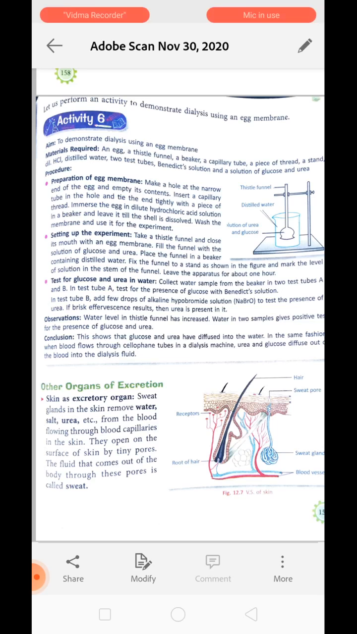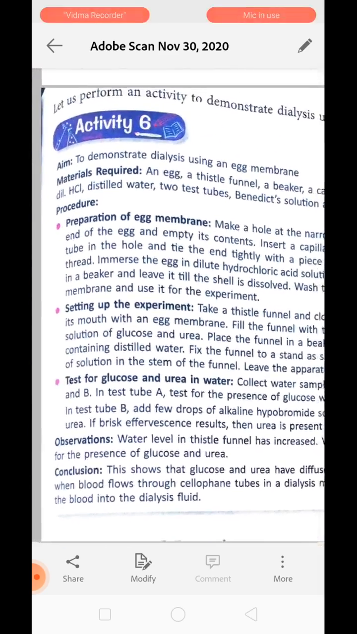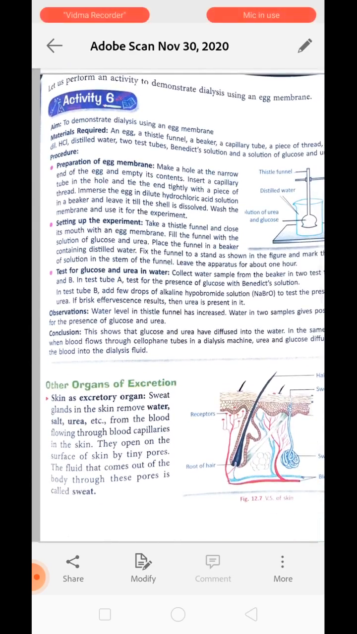Clear? In this way we have prepared a semi-permeable membrane. This has all been done to prepare a semi-permeable membrane. We have prepared the semi-permeable membrane with the help of an egg. Okay, now next is setting up the experiment.